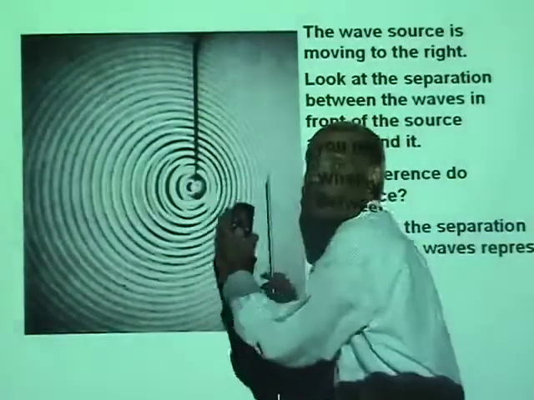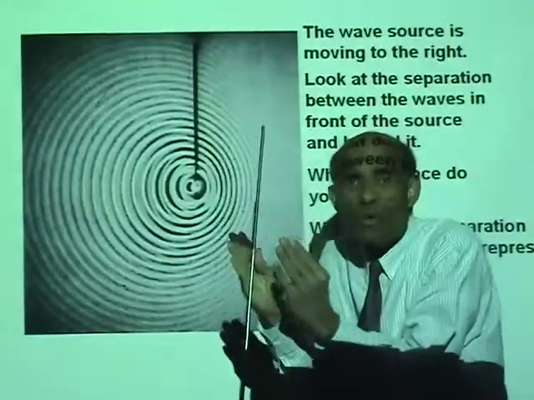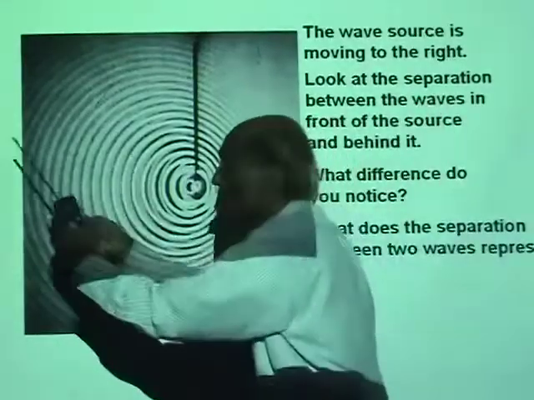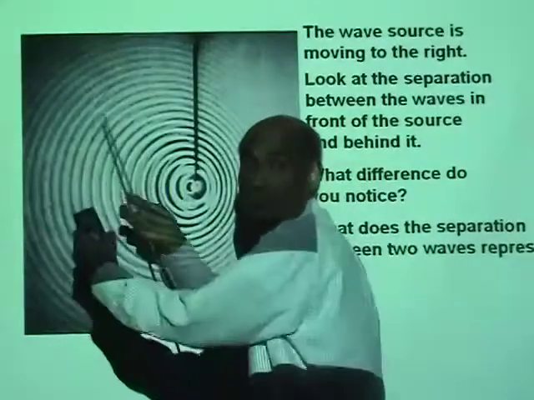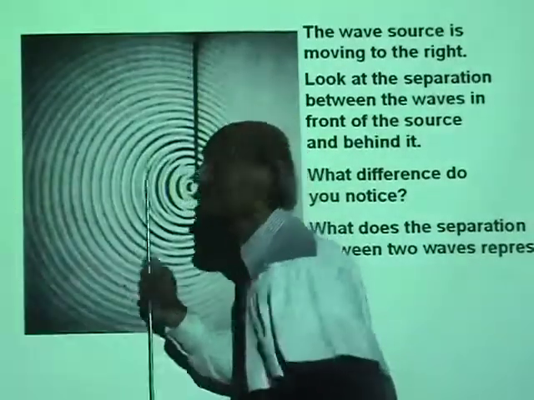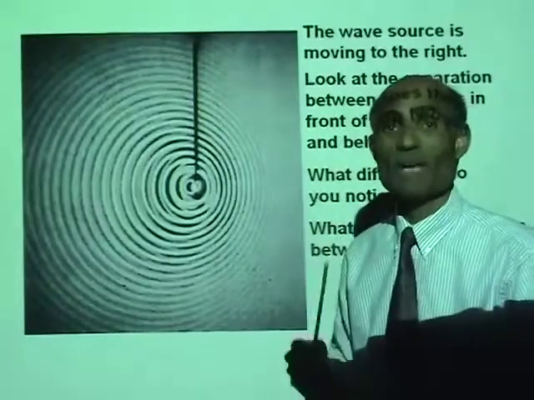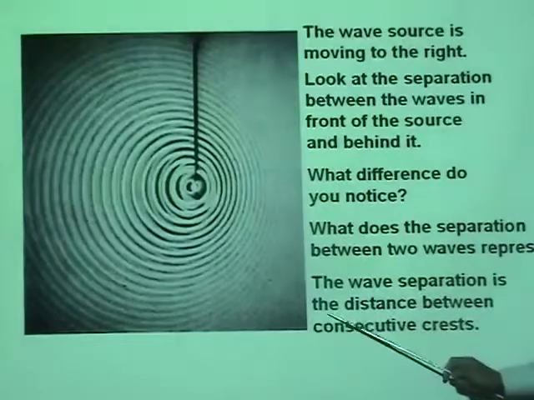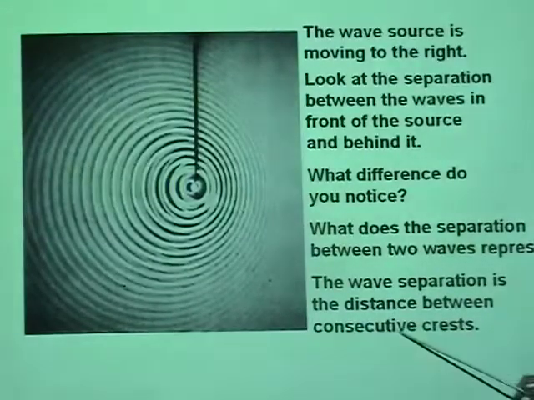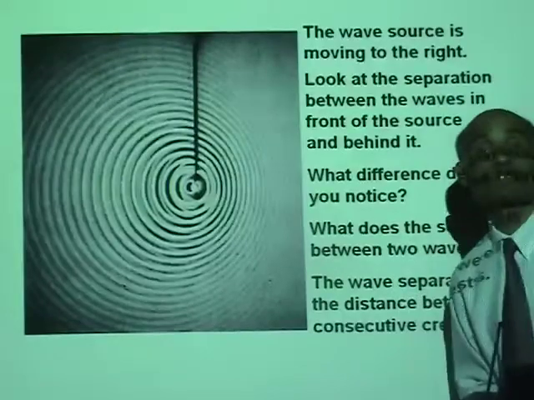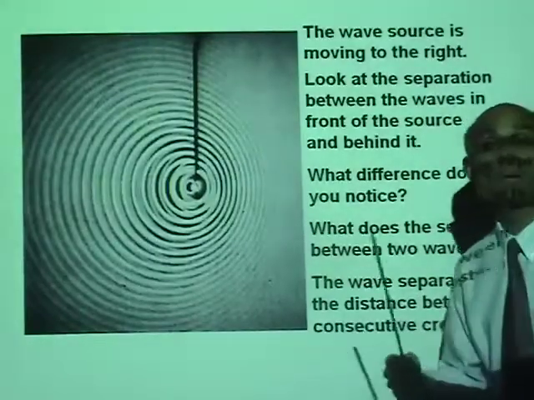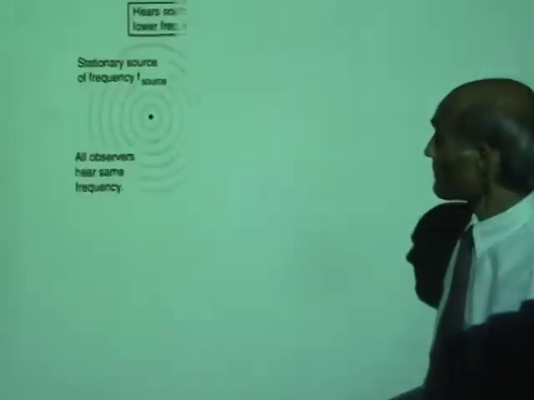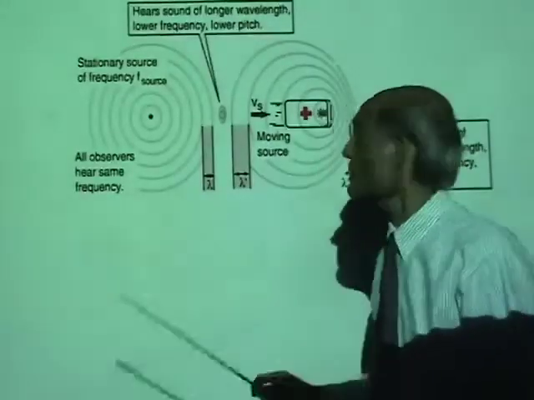So, in front of the source, the waves are squeezed in. The wavelength becomes shorter. Behind the source, the waves are stretched. The wavelength is more. The apparent wavelength. The wave separation is the distance between consecutive crests, and the distance between consecutive crests is a measure of the wavelength. Alright. Now here I have another diagram.